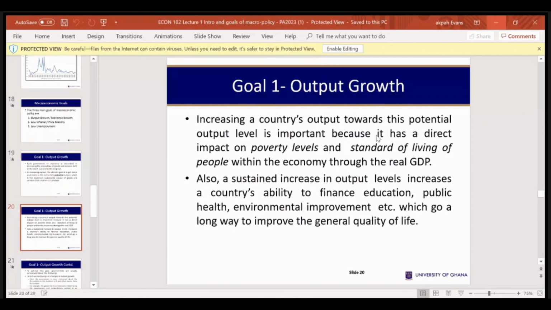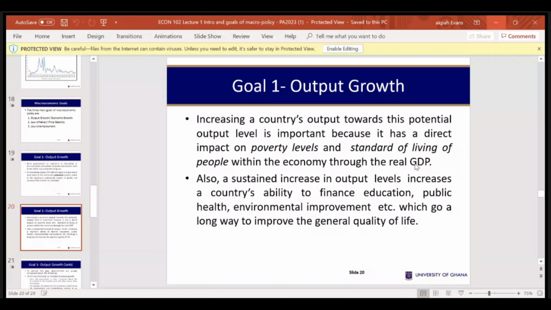So increasing a country's output towards this potential output is important because it has a direct impact on poverty and the standard of living of people within the country through the real GDP. When your output increases, there's more money. If there's more money, poverty will reduce, and standard of living will increase. When there's a reduction in poverty, there'll be an increase in standard of living.